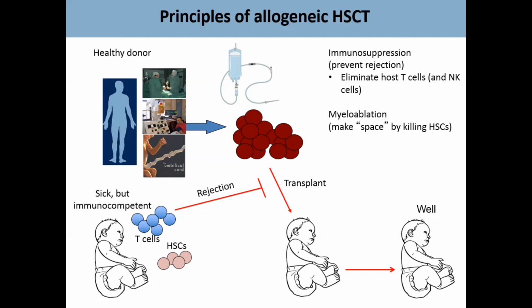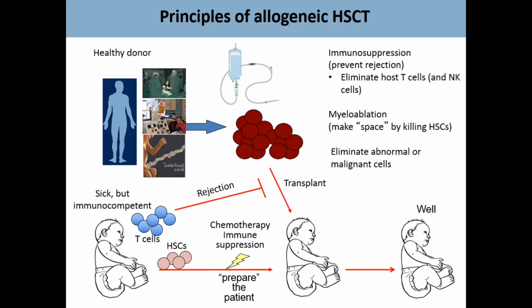So by giving this kind of treatment, what you do is eliminate the malignant cells in case of a leukemia. You destroy the T cells in order to prevent the rejection. And, of course, you also destroy the stem cells by giving the chemotherapy, allowing the engraftment of the donor-derived stem cells. This applies to conditions other than immunodeficiencies.